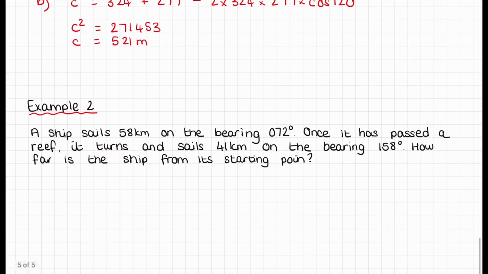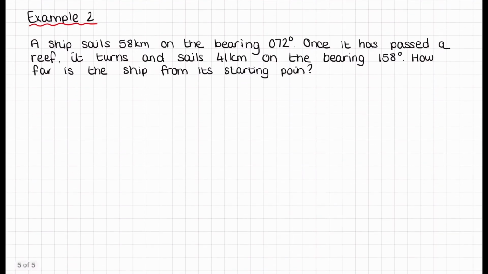Next example, a ship sails 58 kilometers on a bearing of 72 degrees once it has passed a reef. It turns and sails 41 kilometers on the bearing of 158 degrees. How far is the ship from its starting point? So bringing some bearings back in, because you never know, they could turn up in an IB. And I know how much you love them, so we probably need a bit of practice. So we need to draw a diagram.